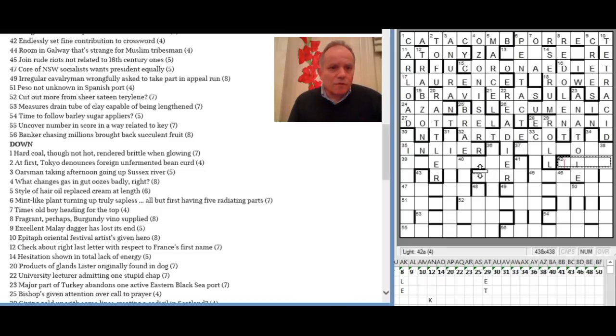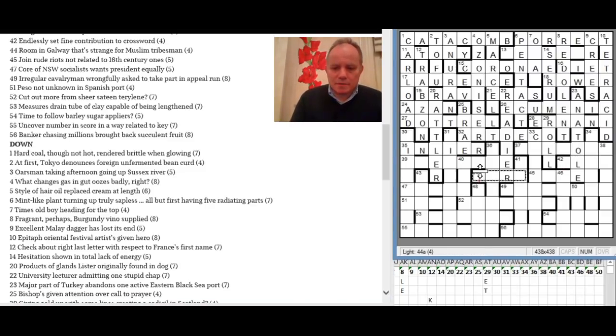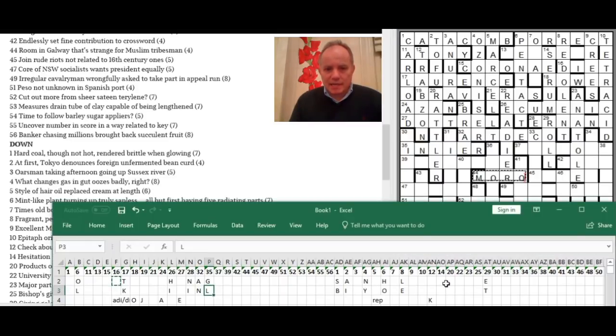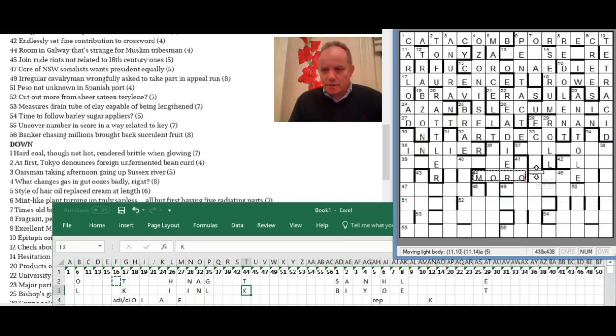44: R, third letter of four. Room in Galway. That's strange for Muslim tribesmen. Right, well, good bit of Chambers knowledge here. Morove is like a Moor or a Muslim tribesman. Room in Galway that's strange means anagram it, and gal is the extras in 44. So A, 27 minus G, 7 is a 20. L minus A must be a K again. Okay, at least we got going again.